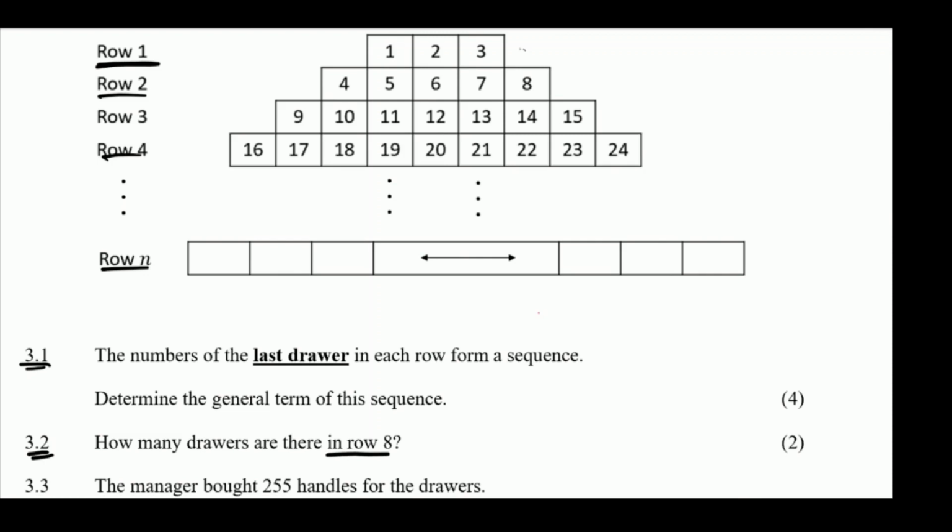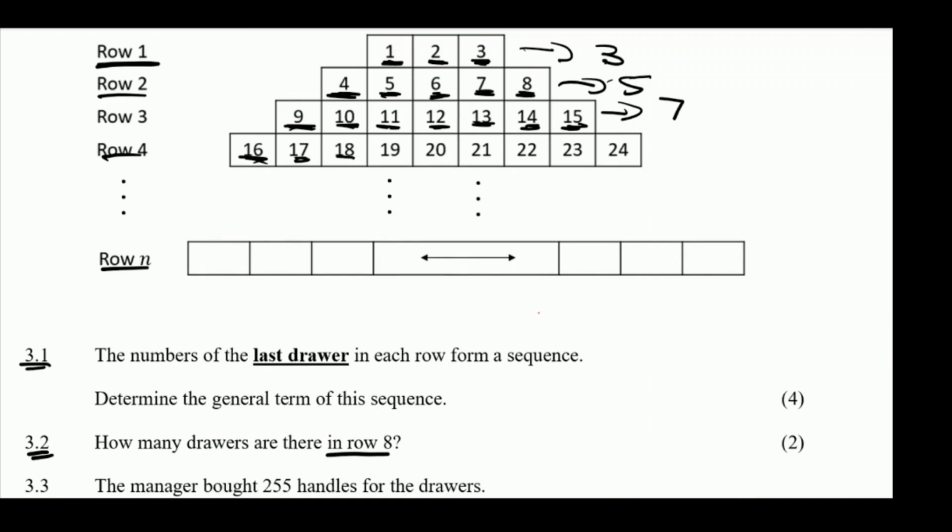The first row consists of how many drawers? 3 drawers. This is the first drawer, this is the second drawer, this is the third drawer. So it consists of 3 drawers. The second row consists of 1, 2, 3, 4, 5 drawers. So it consists of 5 drawers, and row number 3 is 1, 2, 3, 4, 5, 6, 7. So it consists of 7 drawers.